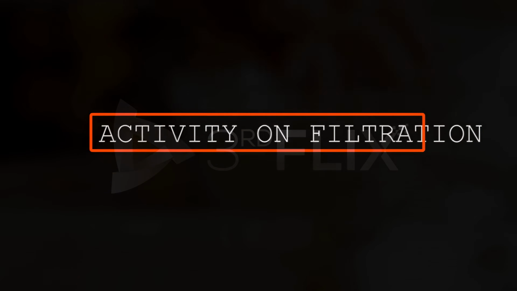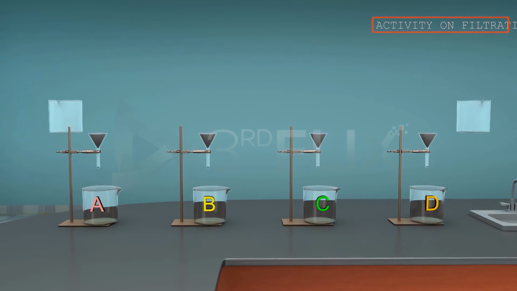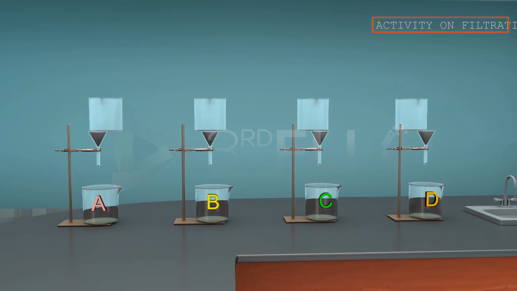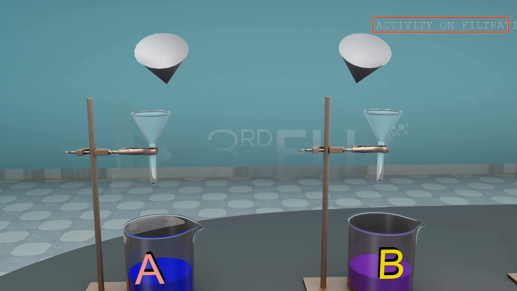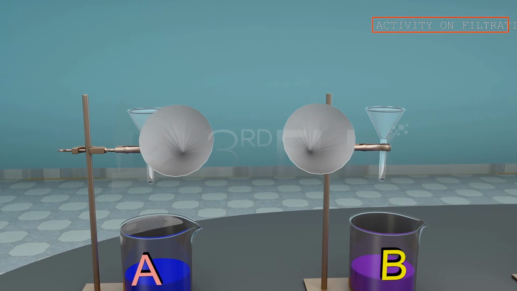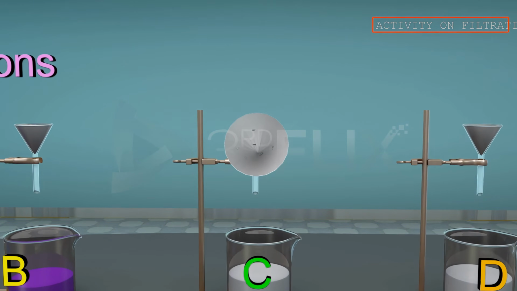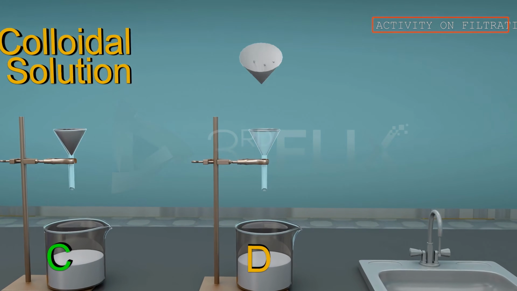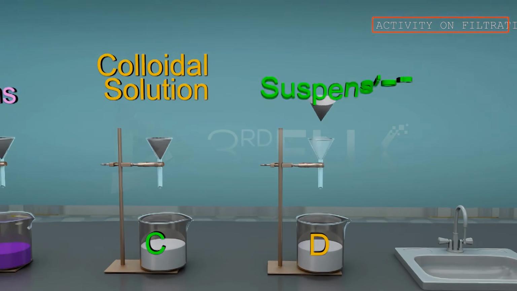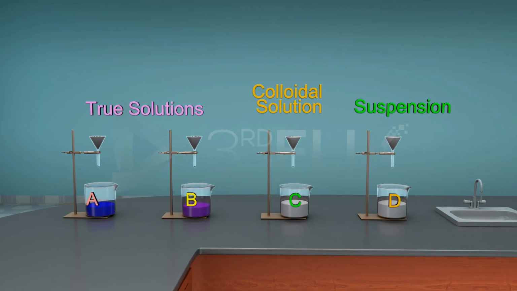Activity on filtration. From activity 4, take all the beakers and allow the particles to settle for a while. Filter the contents in all the 4 beakers. In beakers A and B, no solid particles are left on filter paper. Hence, they are true solutions. In beaker C, fine solid milk fat particles are left, hence it is a colloidal solution. In beaker D, a bit large size particles are left on the filter paper, hence it is a suspension. Note: we shall learn about solutions, suspensions and colloidal solutions in the following lessons.